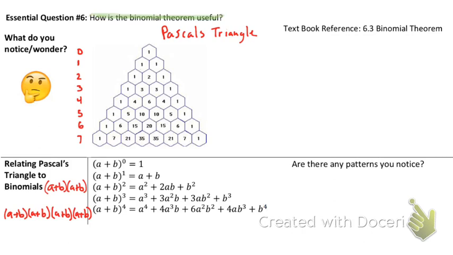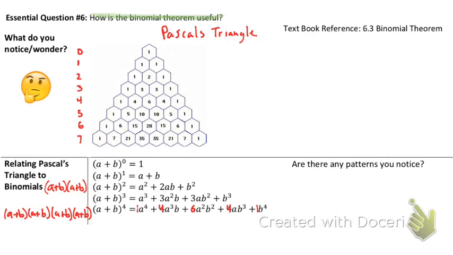Okay? So taking a look at a plus b to the fourth and its final answer, I want you to take a look at the coefficients. So I'm going to write this guy in. The coefficient here is 1. The coefficient here is 4. The coefficient here is 6. The coefficient here is 4. And then we have 1 again.